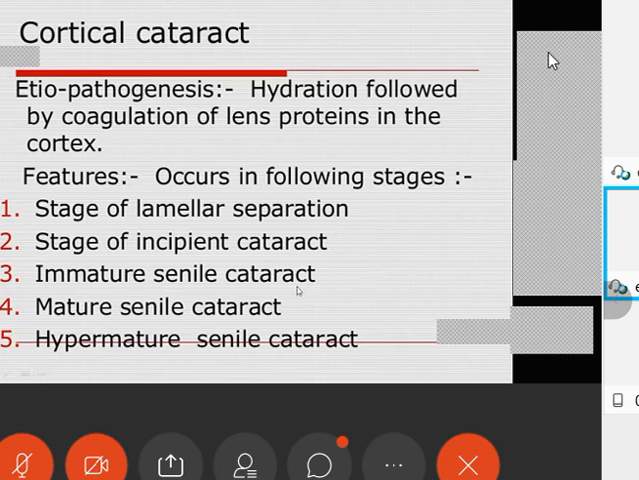The iris will impose a shadow on the clear lens fibers, even though there is a cataract formation in the lens. Okay, so the differentiating point between the immature and the mature senile cataract is the presence of the iris shadow. And then hypermature cataract.